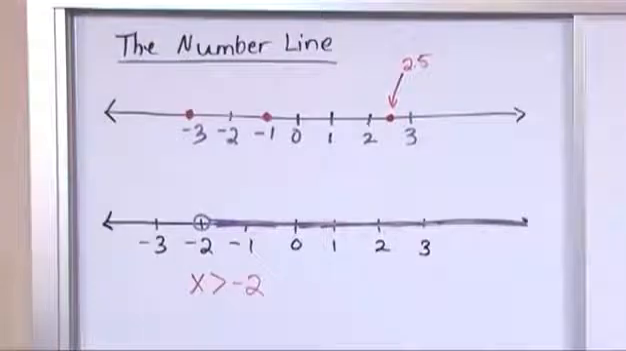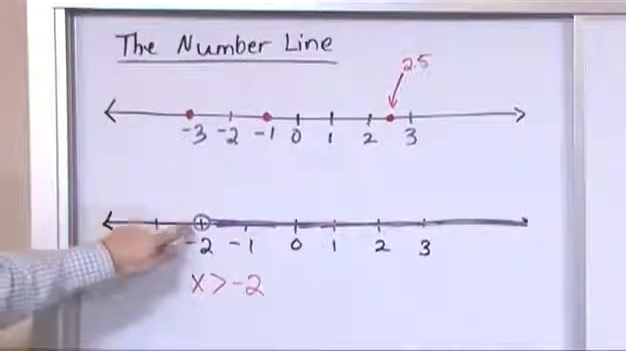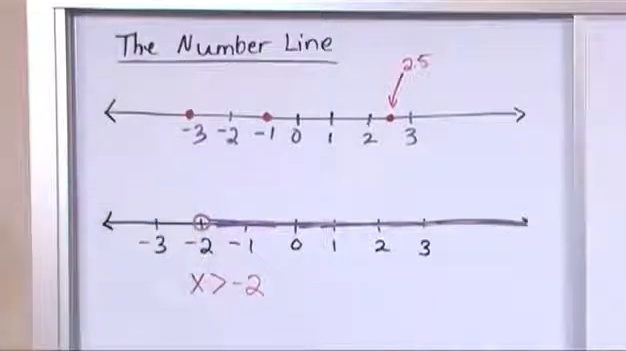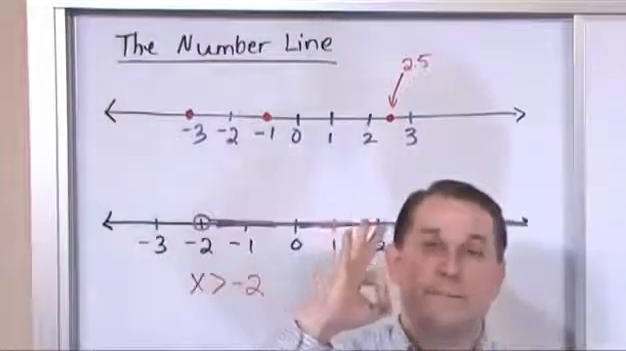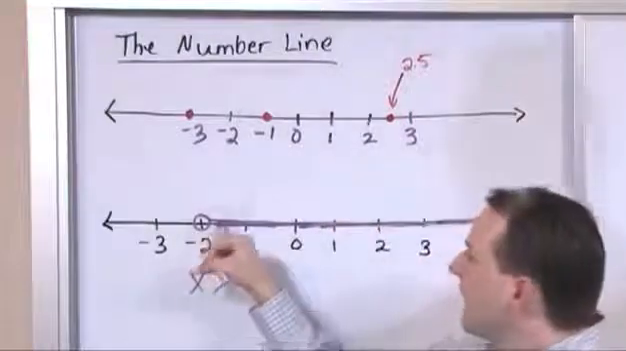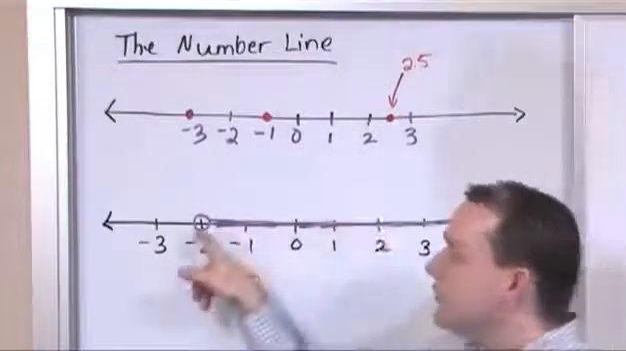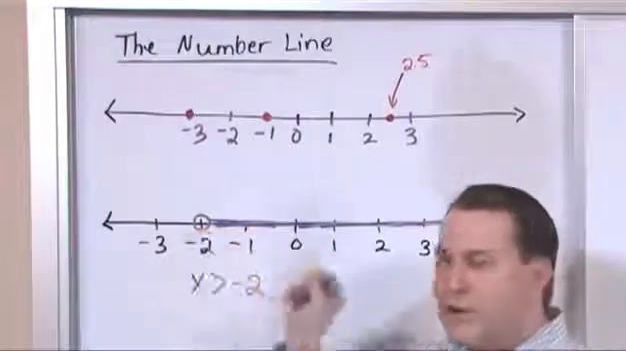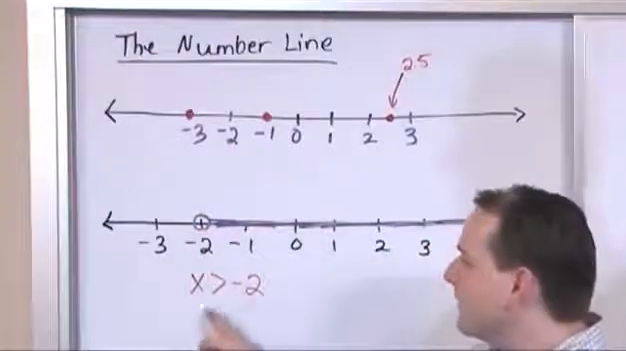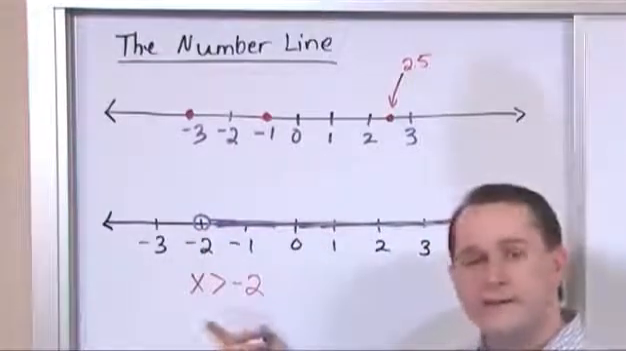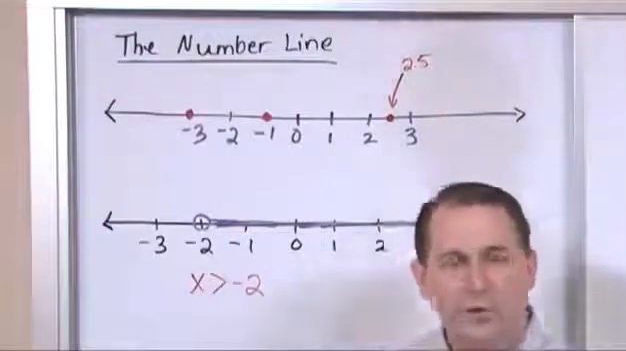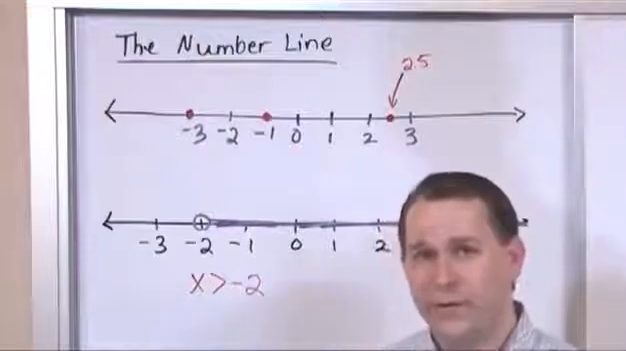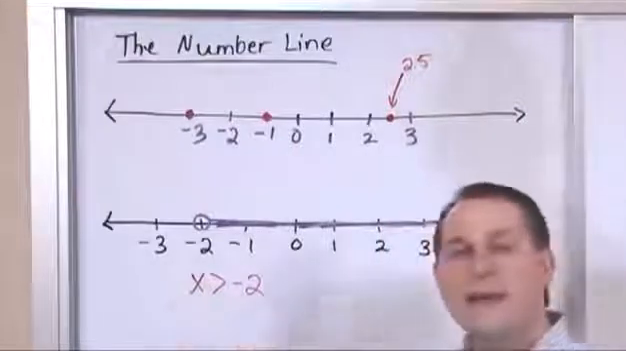Now notice, very, very important, this circle here around -2 is an open circle. When you have an open circle while plotting, it means that you're representing every point bigger, but you're not including -2 itself. In other words, -2 is not represented in this inequality, because we said x is greater than -2. We didn't say it was greater than or equal to. We didn't say it was equal to -2. We just said it had to be greater than.